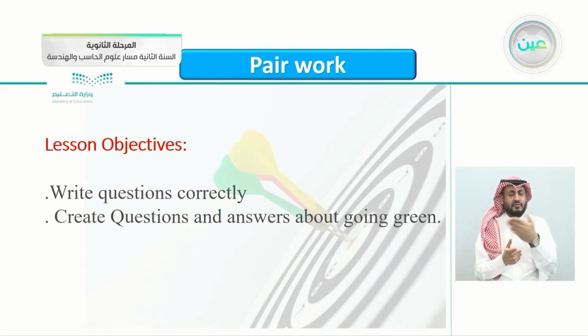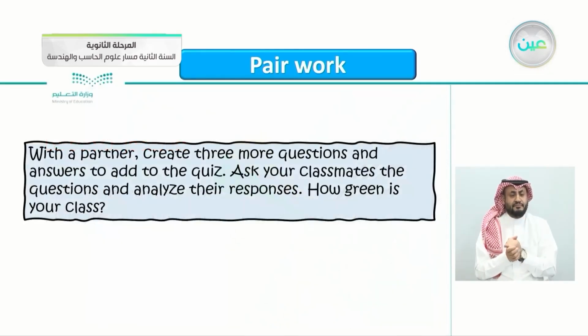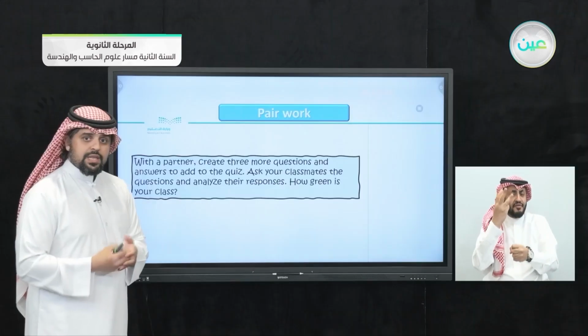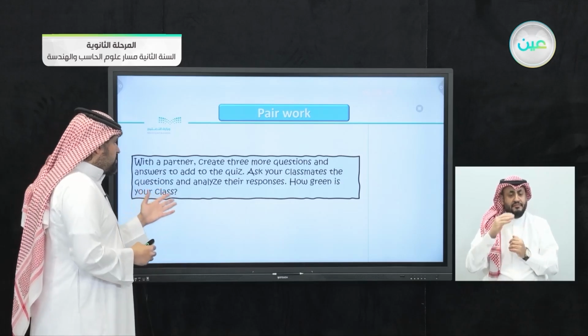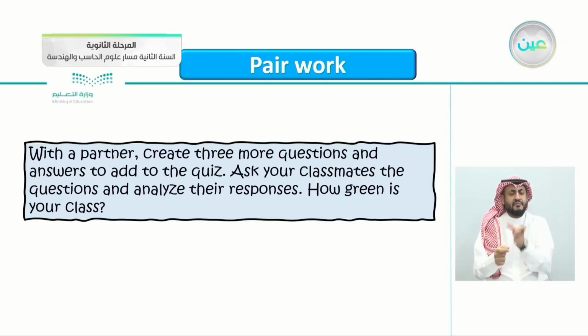Today's pair work objectives: to write questions correctly, and to create questions and answers about going green. With a partner, create 3 more questions, just like the previous ones in the questionnaire, and add them to the quiz. Ask your classmates the questions and analyze their responses. How green is your class?